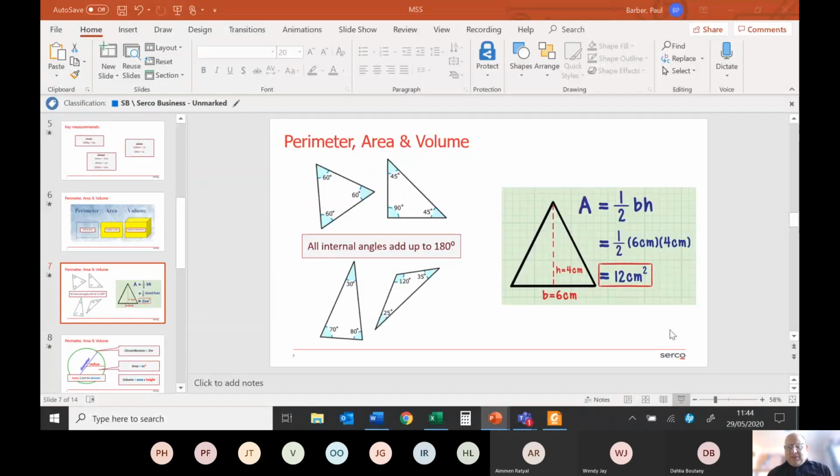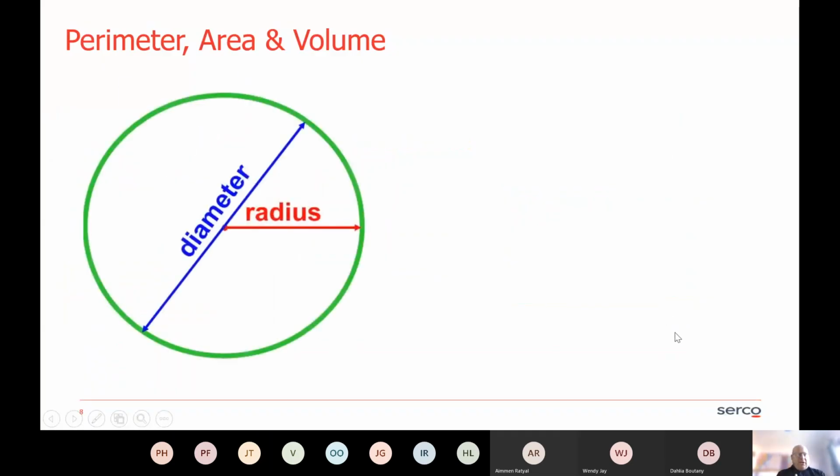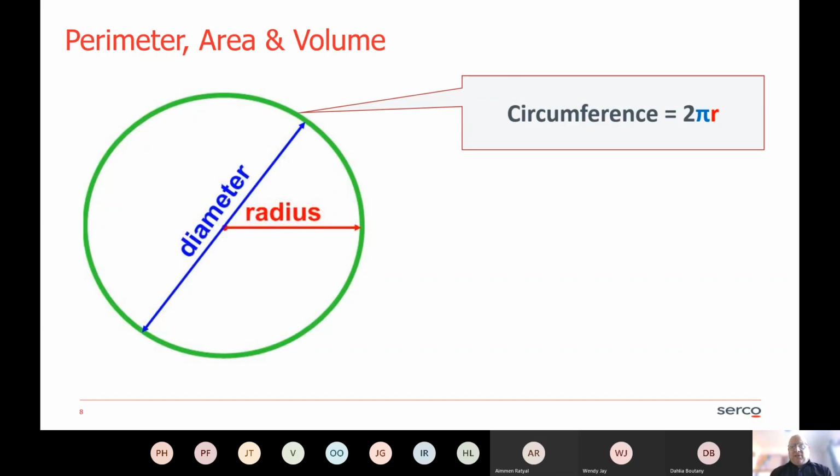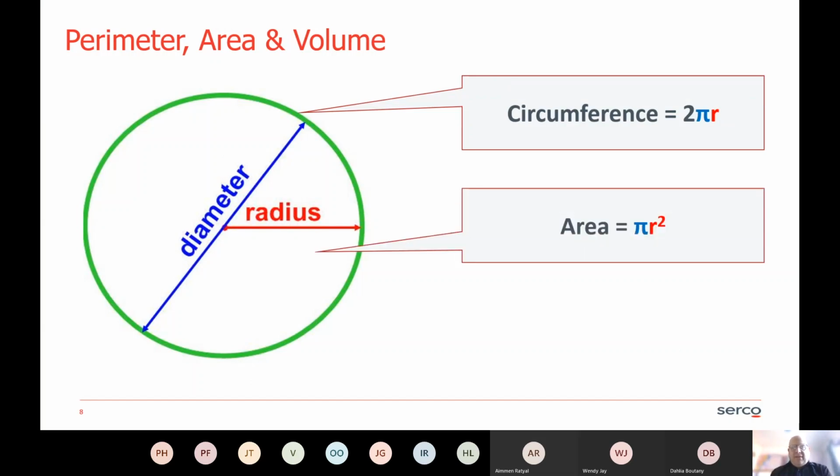So if I go back to the presentation, the key thing to remember is diameter goes all the way across and radius is to the middle. We're usually using radius when it comes to circles. So if they do give you the diameter, look out for that. To work out the circumference, the formula is 2 pi r. To work out the area, which is the bit inside, the formula is very similar, but it's pi r squared.